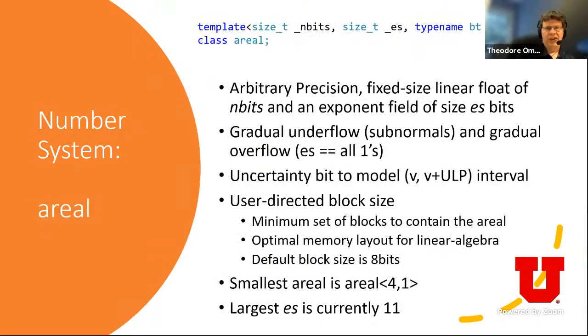Then we have a sort of an interesting one with respect to trying to capture numerical error, which is called the A real. It's an arbitrary precision real, but it has this uncertainty bit, and we're hoping that will be useful for capturing sort of numerical error going forward.